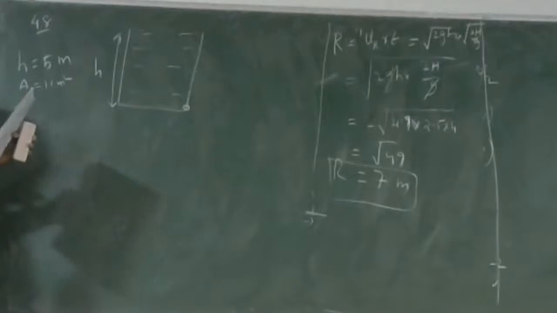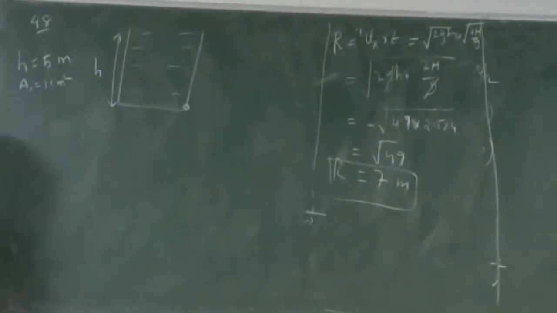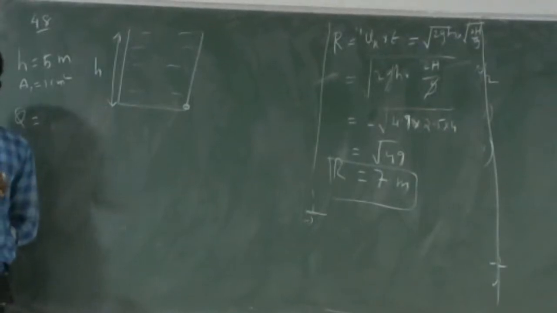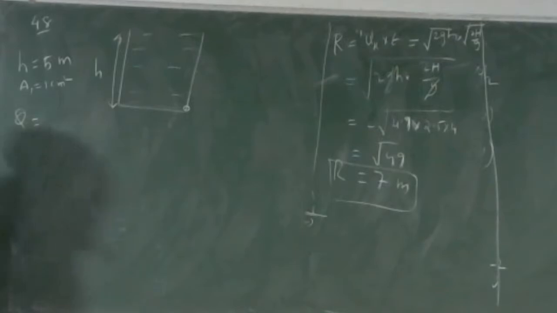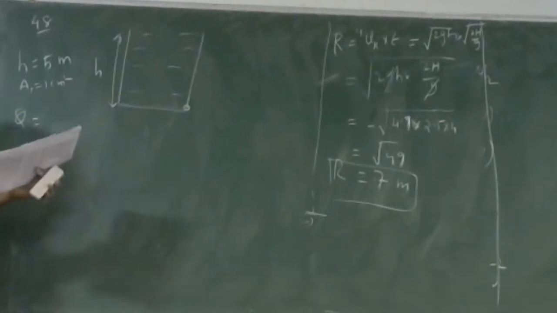The rate of leakage of water from the hole is nothing but the volume of liquid flowing per unit time. Rate of leakage means rate of flow of water. Rate of flow of volume of water means dV by dt.